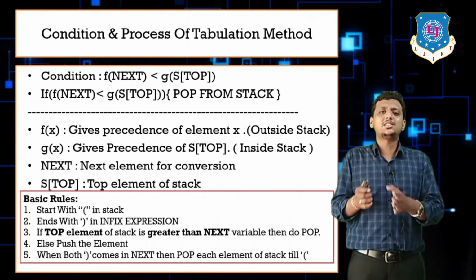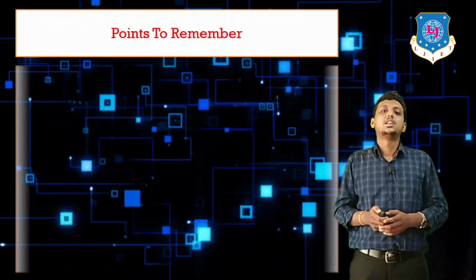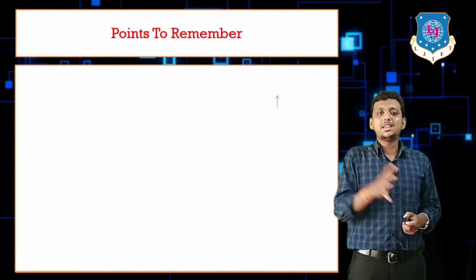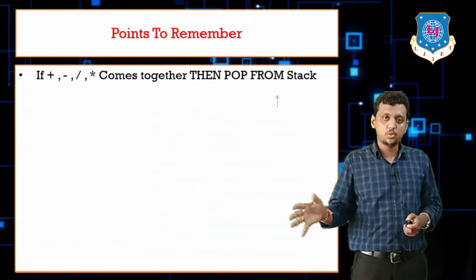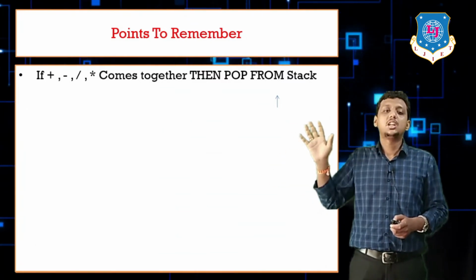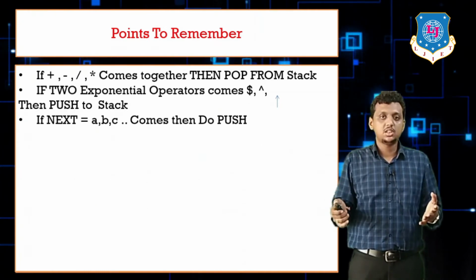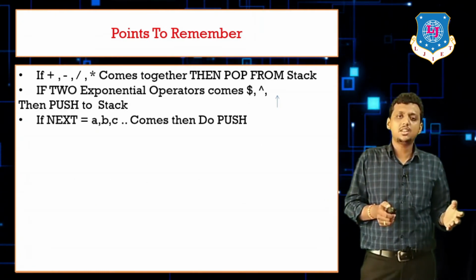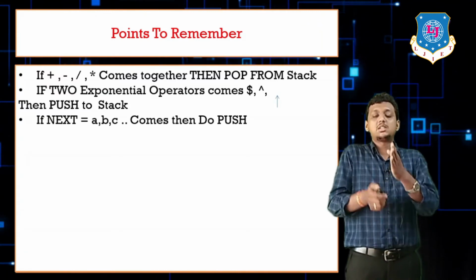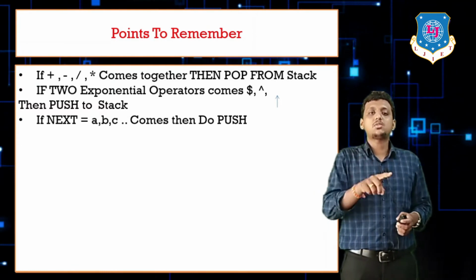Let me explain this with an example. Students, the rules are very much the same as the previous ones. The thing that changes is that when plus, minus, division, and star come together, you need to perform the pop operation. Why are the rules the same, sir? Only the condition is changed, and the precedences are also changed: the precedence inside the stack and outside the stack.